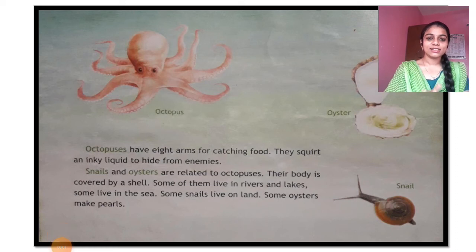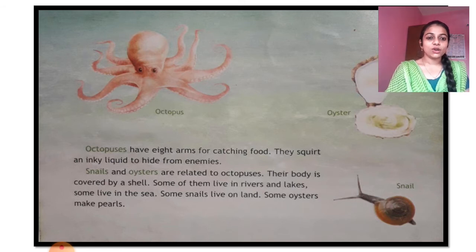Hello, welcome back. Today we are moving on to the next category of animals that do not have bones. In the previous video we discussed corals, starfish, sea urchins and sea anemones that do not have bones, as well as their characteristics. In this video we are going to study more about the animals that do not have bones.